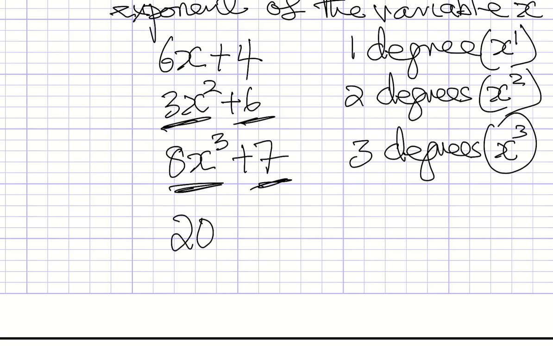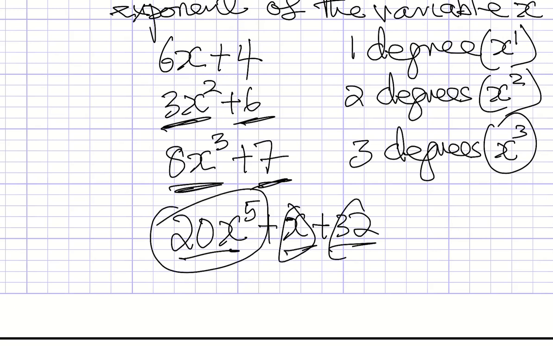Now what of this one? Let me give you this example: x^5 + x + 32. Even though it has 3 terms, because this is a term, this is a term, and this is a term, it has degree 5, because the highest exponent of x there is 5. The highest degree on x is 5. That's how you determine the degree.